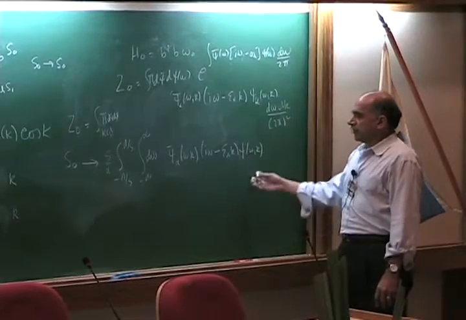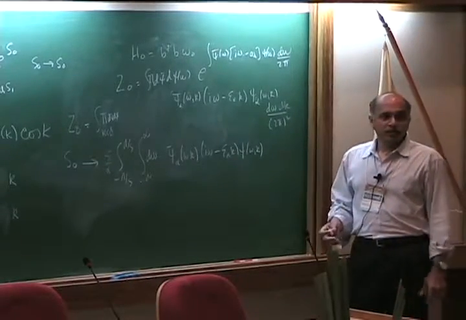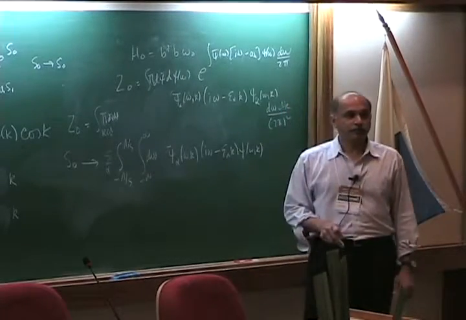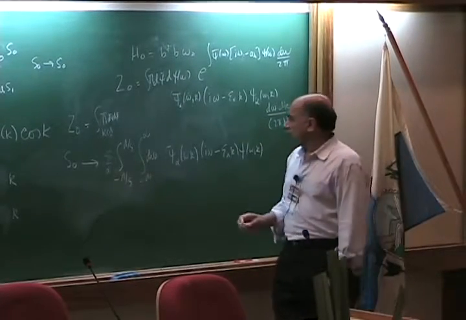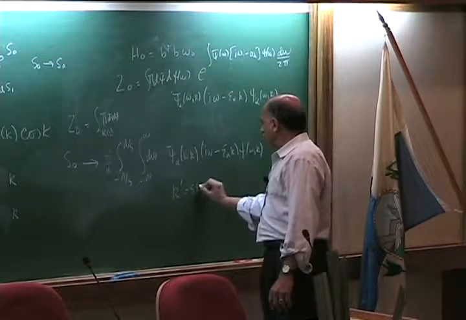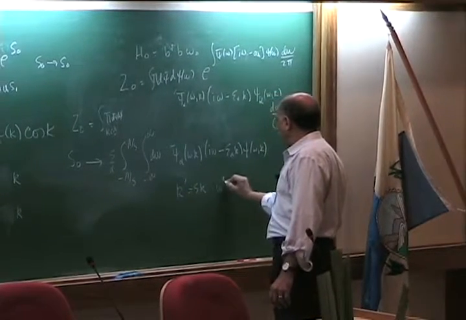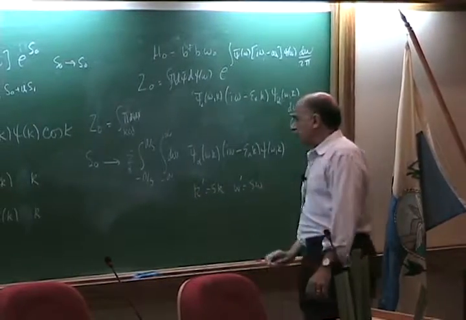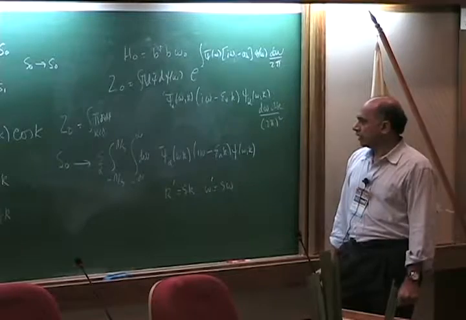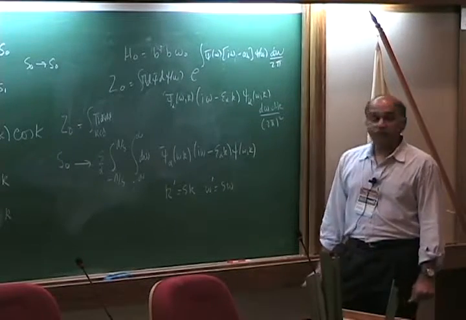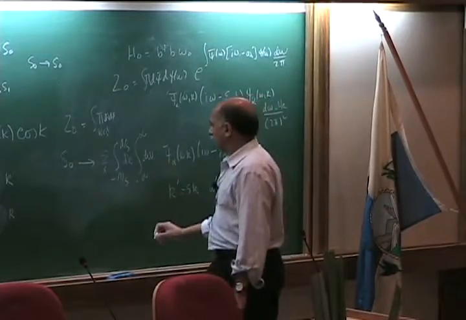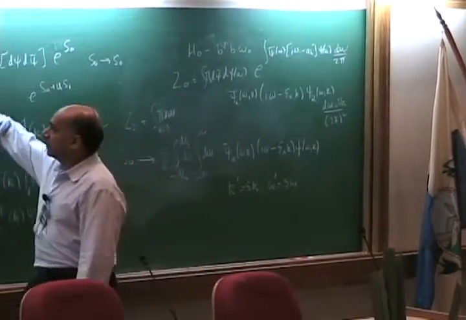Now, is this a fixed point? It's not a fixed point. It's a Gaussian theory, but I don't like the fact that the cutoff is now different. The cutoff used to be lambda. So what I do is I introduce a new momentum k prime, which is s times k, and a new frequency omega prime, which is s times omega. What happens when I do that? Well, maybe I should write it here, the result of doing that.